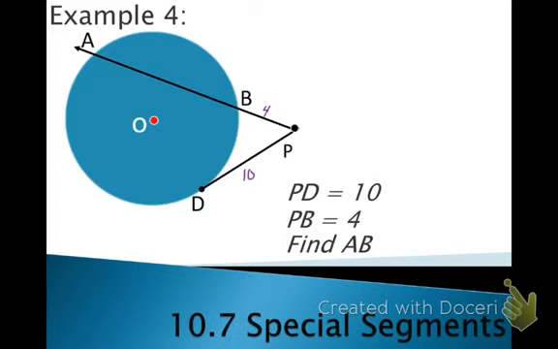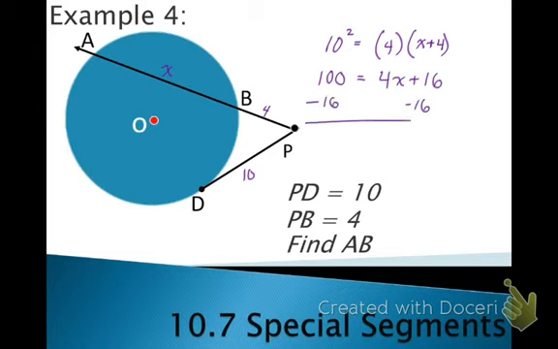So let's see. We've got a formula that tells me PD squared should equal, I'll call this X, 4 times X plus 4. So I've got 100 equal to 4x plus 16. Again, subtract 16 from both sides. 4x equals 84. I'm going to divide by 4. And I find that x equals 21. So this segment here should equal 21.